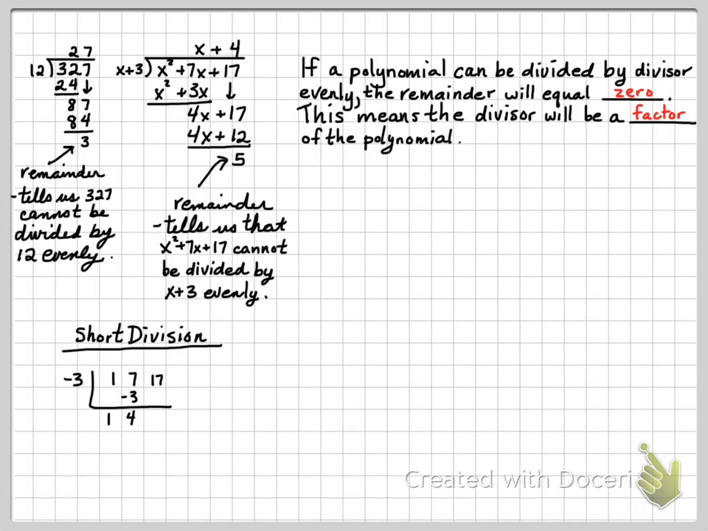Now you multiply again. Negative 3 times 4, and you're going to get negative 12. Put that under the 17. Add that column, and you're going to get 5. Notice that we got the same answer above. 5 being our remainder. The last column is your remainder. The next columns are going to be your 1's and your x's. So there's your x plus 4, your quotient.